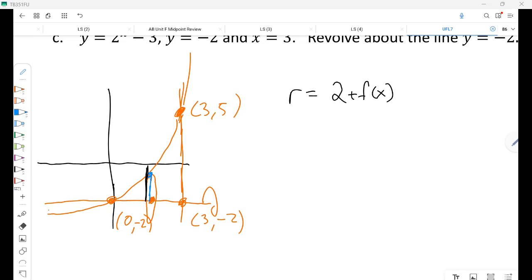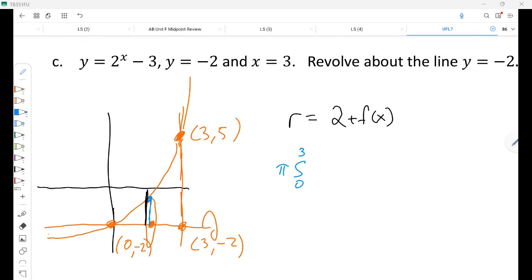So again, using the formula, and then we'll finish off here. I'm integrating from what to what? 0 to 3. I'm going to remember to write my pi. I'm going to remember to type my pi in my calculator. I'm not going to do 2 plus f of x. I'm going to do 2 plus 2 to the x minus 3. That can be in any order. The 2 could come first. The 2 can come second. I'm going to square it. I'm going to dx it.